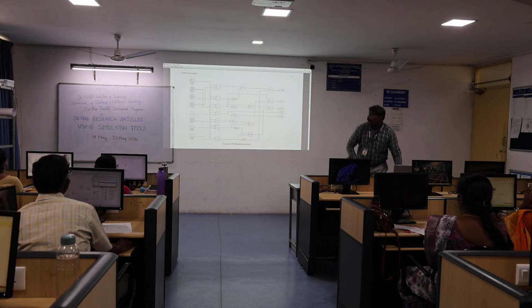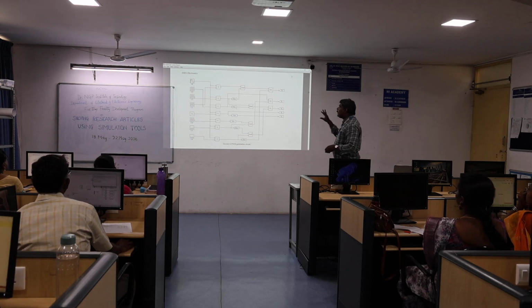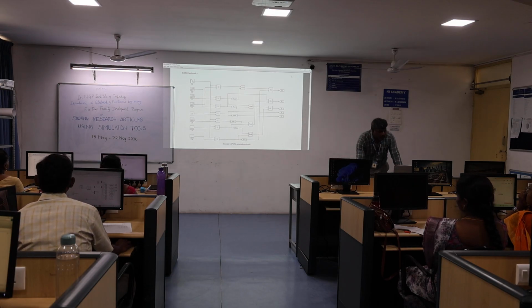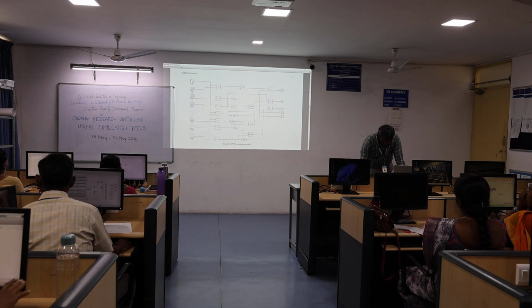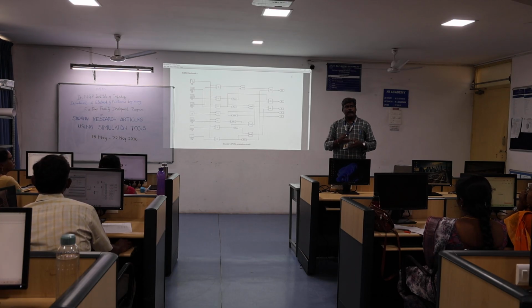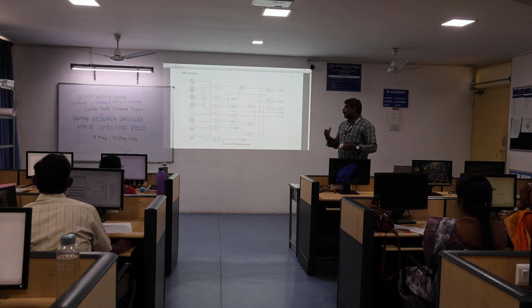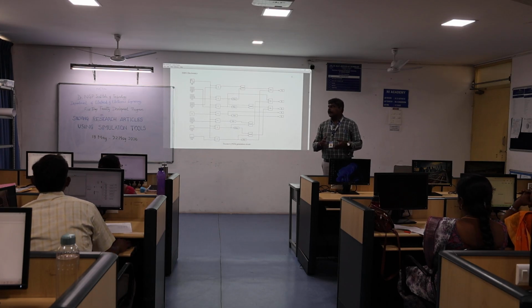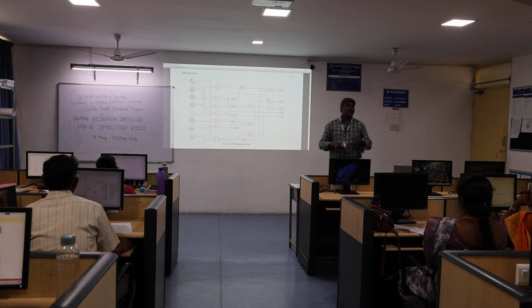So this is the MATLAB Simulink diagram. How do you generate the PWM pulses for the proposed multi-level inverter? So here you have a sine waveform. You know very well how to control the inverter output voltage by varying the modulation index. Modulation index means the ratio of the reference signal to carrier signal. So by changing the modulation index, we control the output voltage of the inverter. Normally, the control parameter for an inverter is the modulation index.